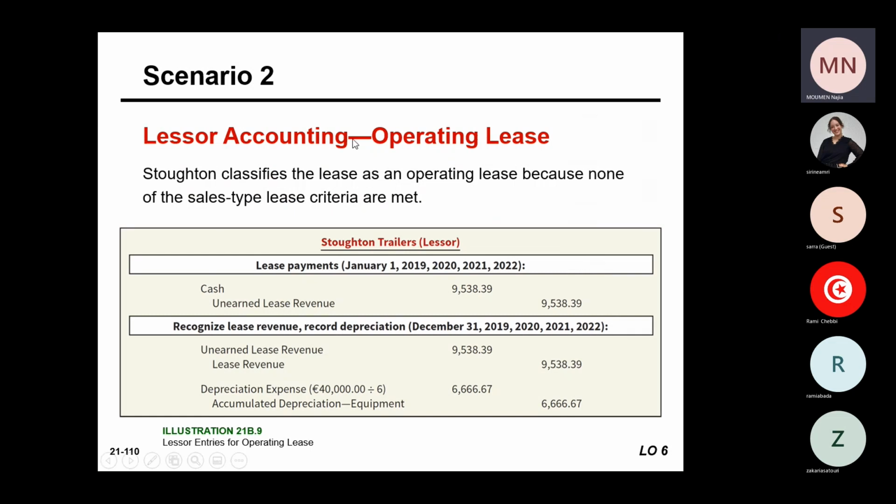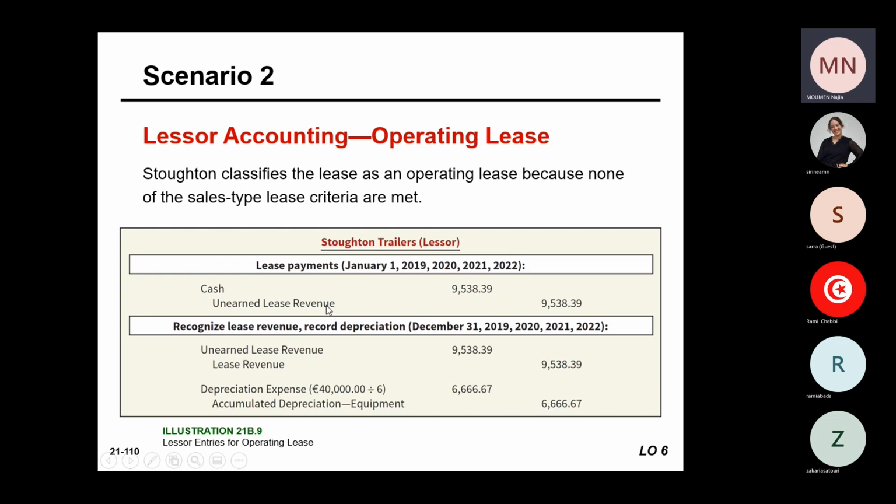Okay, let's see now for the lessor and how this operating lease will be accounted for. Again, none of the sales type lease criteria are met. So here we are in the situation of recognizing that lease as an operating lease. And remember, when we said operating lease, we have to recognize revenues on installment, every year. So for that reason, the first year payment that we collected as cash will be recognized as what?